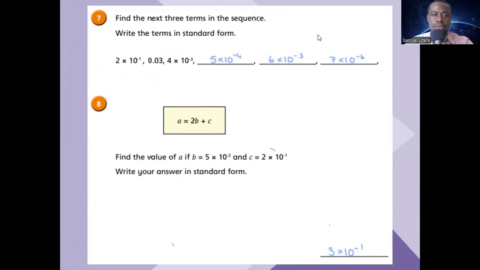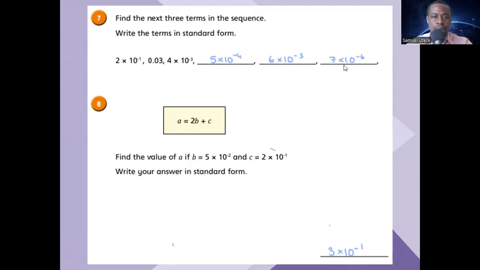For question 7, you were asked to find the next 3 terms in the sequence. Now, all you do is you could have written this in standard form so that you know exactly the pattern. So this is -1. You see, this is -2. All right. This is -3. So you see the powers are increasing, as well as the number that you write before the negative powers of 10. And that's what is going on here.